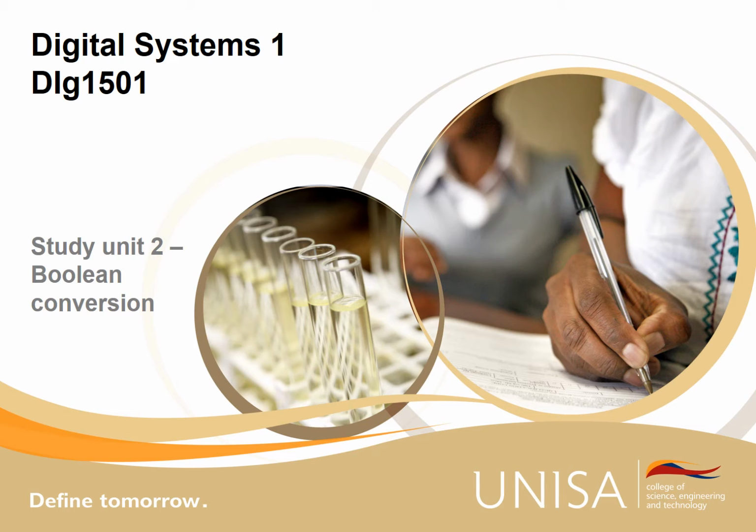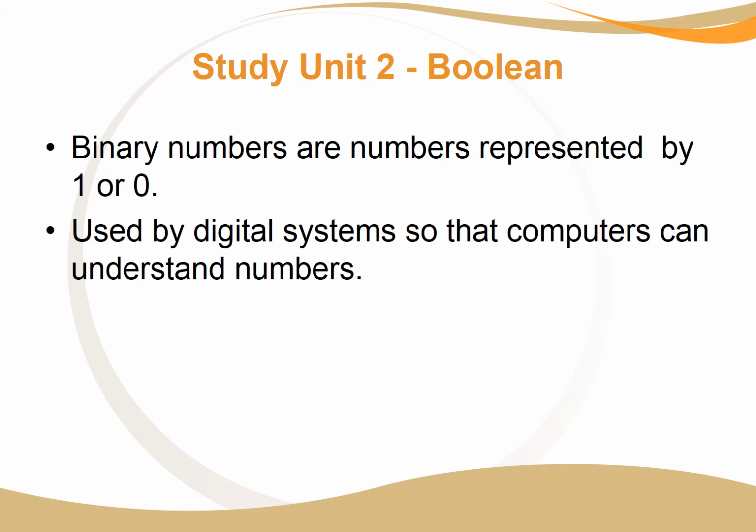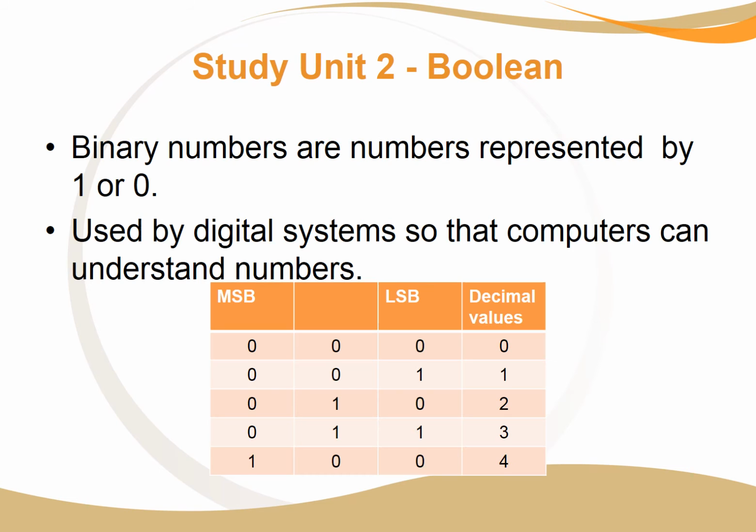In this video, we're dealing with Study Unit 2 and specifically Boolean conversion. Boolean or binary numbers are basically numbers represented by 1 or 0. They're used by digital systems or computers so that the computers can understand the decimal numbers they're working with. They can also use hexadecimal, but we will come to that later on.